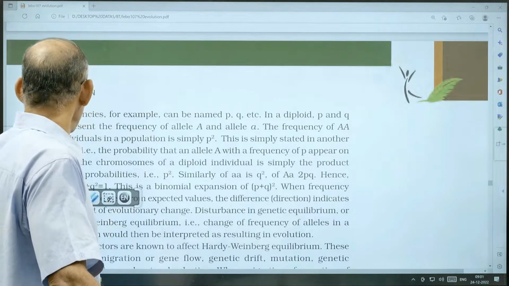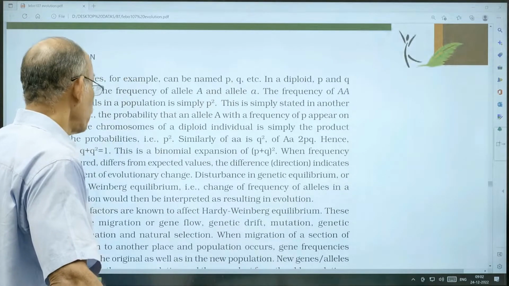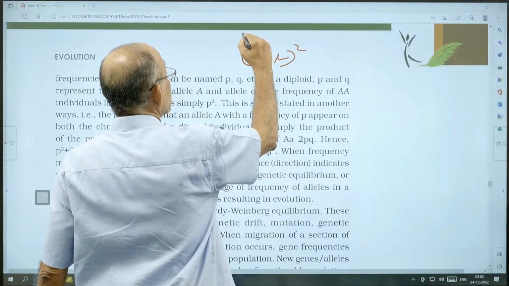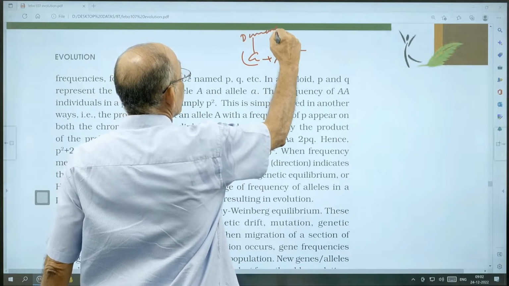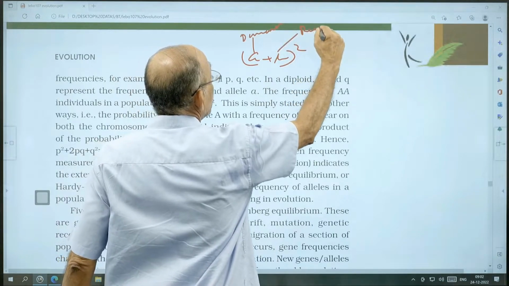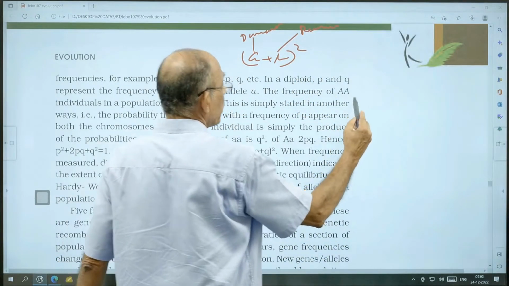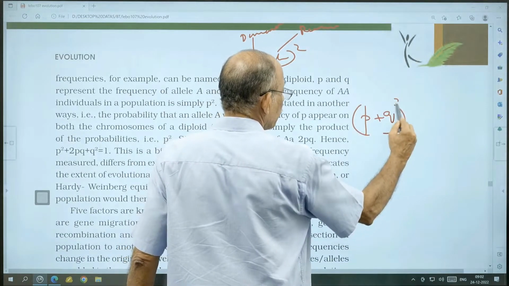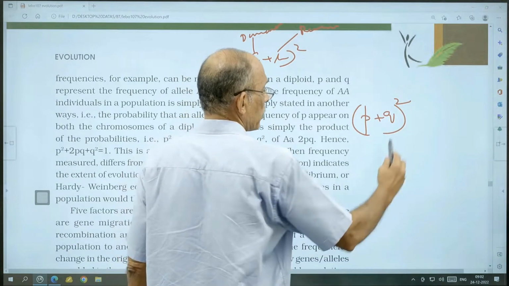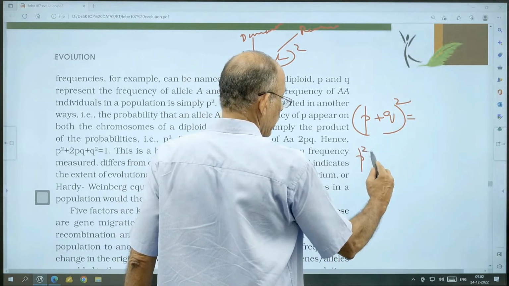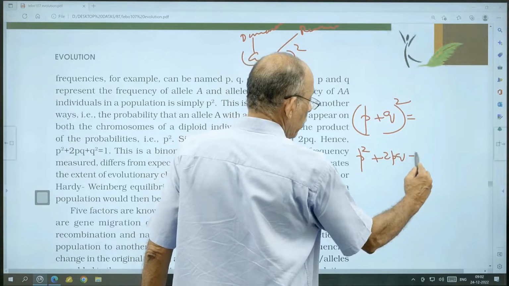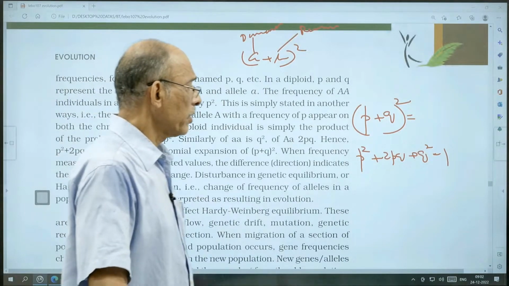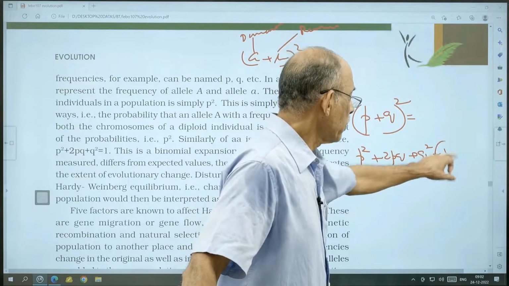a binomial expansion actually, and binomial expansion, as we know, is (a + b) whole square. Instead of a, this is for the dominant allele, and this stands for the recessive allele. So to make it more universal, the dominant allele is given as small p and the recessive allele as small q. And (p + q)^2 is the genotypic frequency, that gives p^2 + 2pq + q^2 = 1. The total allelic frequency or genotypic frequencies will remain constant. That is, the constant is 1.